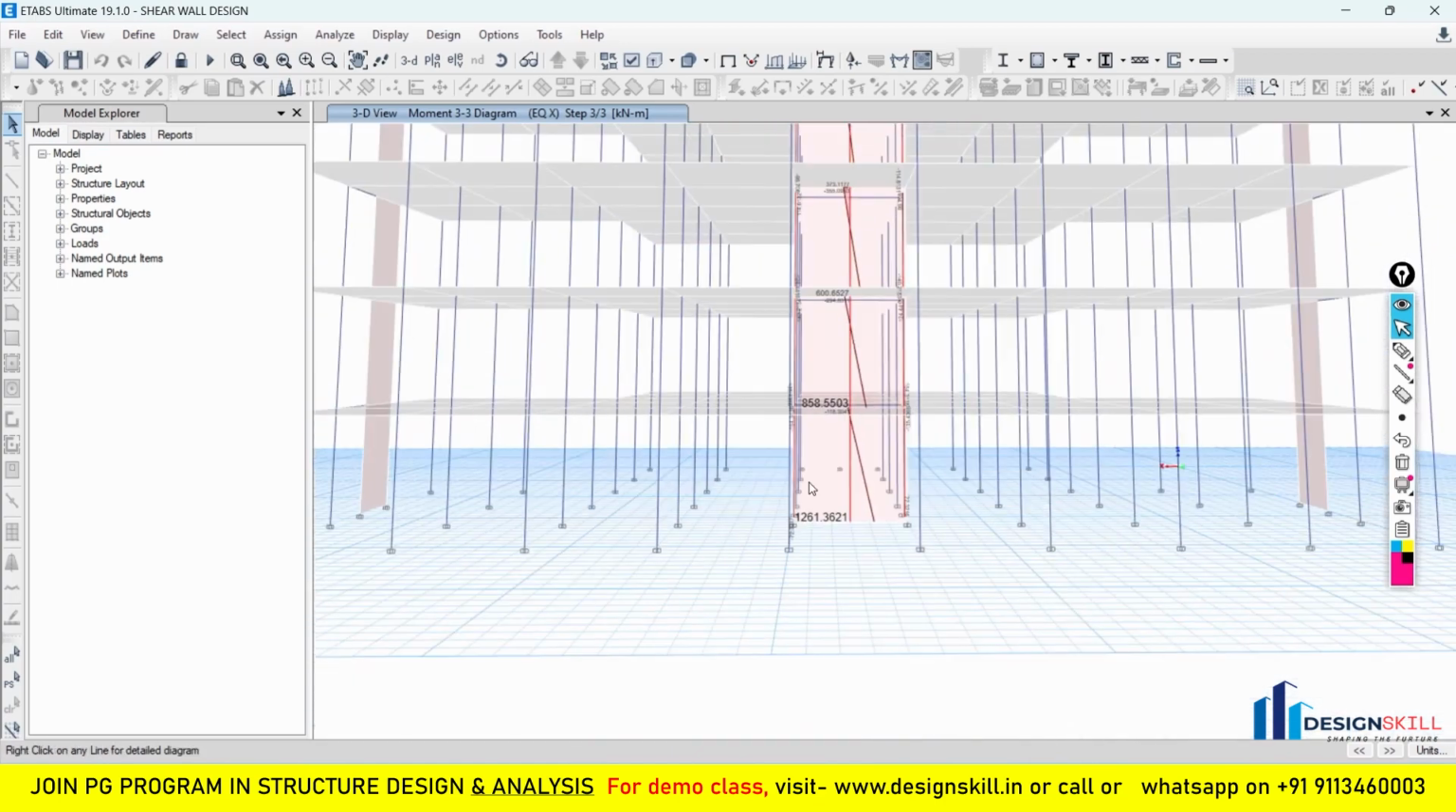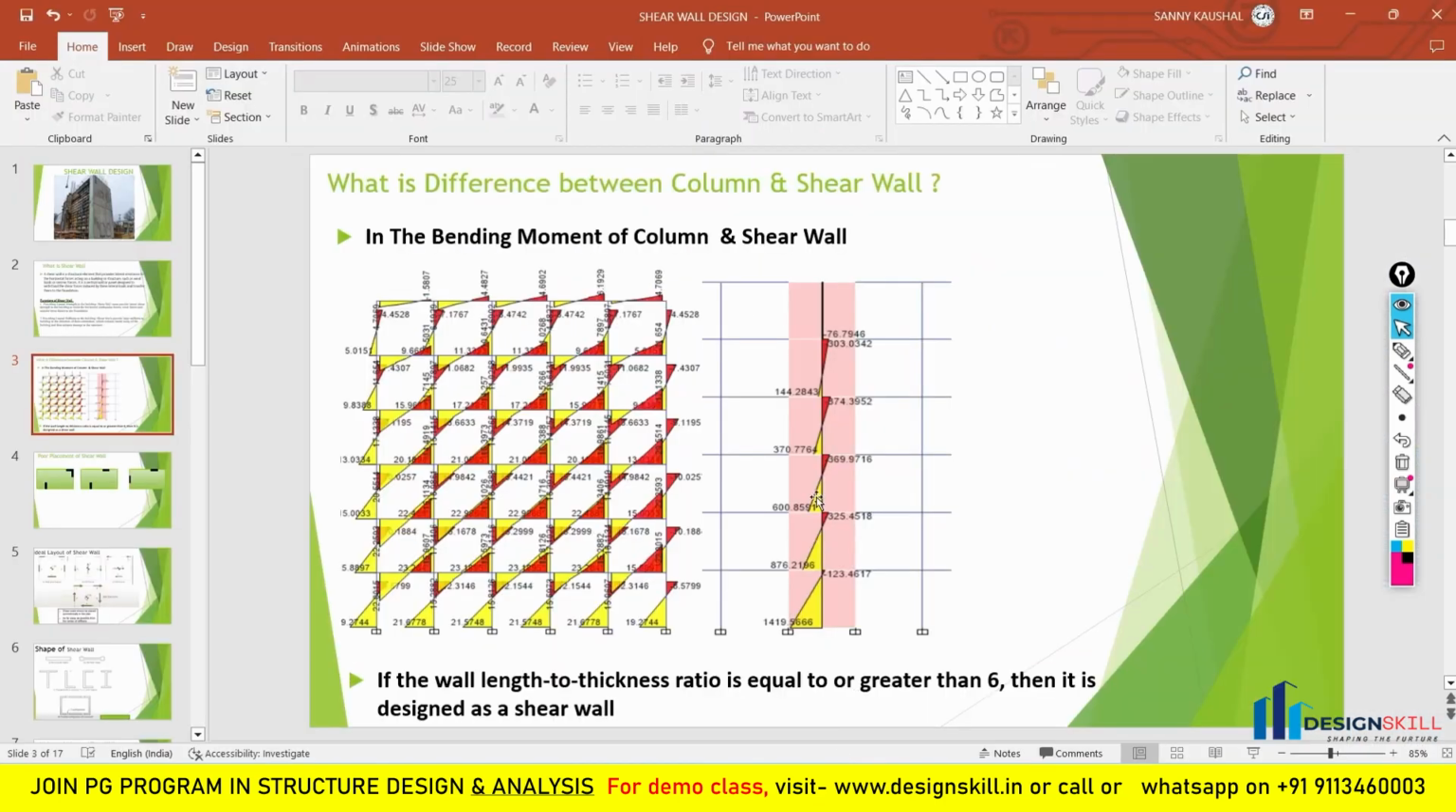So I think you are very clear about the difference between columns and the shear wall in consideration of bending moment. Also, I would like to tell you that a shear wall mainly resists lateral loads by bending only. So we can also call a shear wall a bending wall, because it generally resists the lateral forces by bending only. This is what makes the difference between columns and the shear wall.